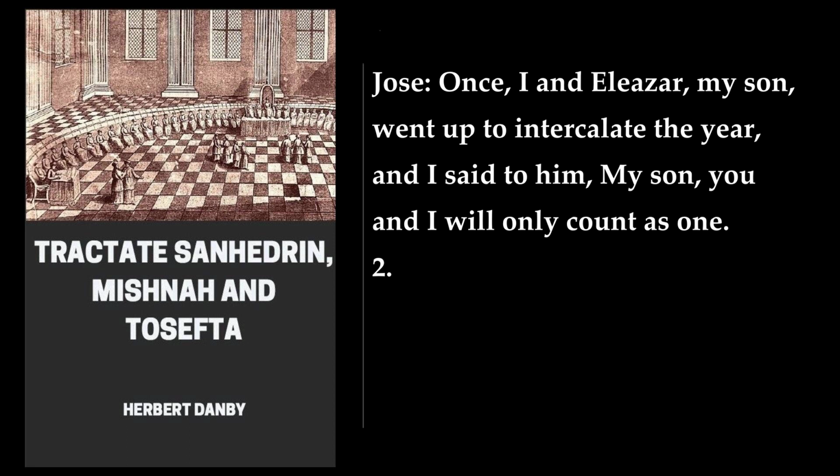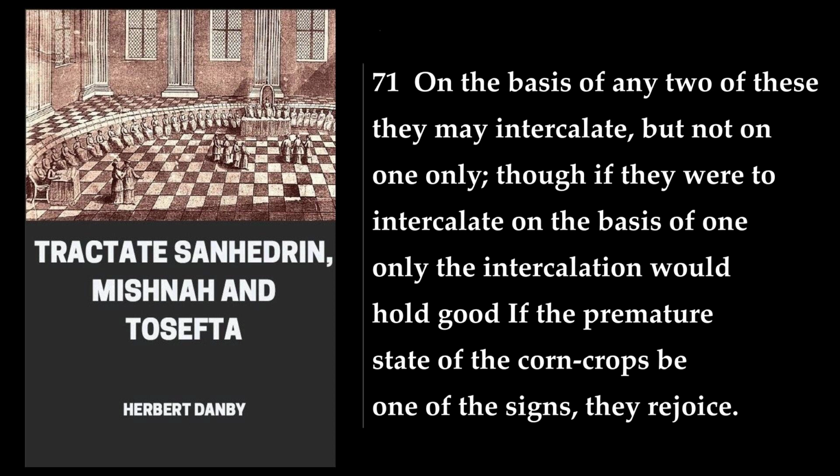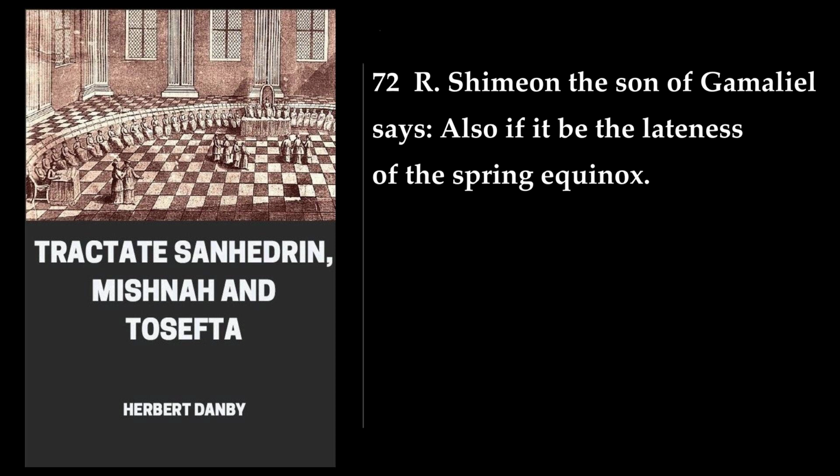2. There are 3 signs which make it evident that the year should be intercalated: the premature state of the corn crops, the undeveloped state of the tree products, and the lateness of the spring equinox. On the basis of any 2 of these they may intercalate, but not on 1 only, though if they were to intercalate on the basis of 1 only the intercalation would hold good. If the premature state of the corn crops be one of the signs, they rejoice. R. Shimeon the son of Gamaliel says, also if it be the lateness of the spring equinox.